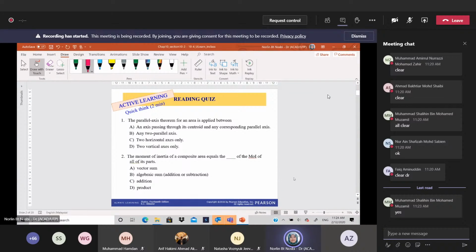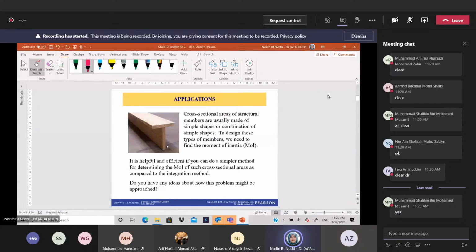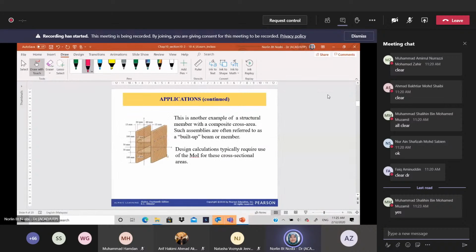For example, this shape is a composite where the lengths are different. That's why it is called a composite. The shapes are so different. Like this H beam, you see the lengths are different. These two are the same, and the middle shape is different, so there are two shapes. It is a composite shape. So how do we find the moment of inertia for this shape?